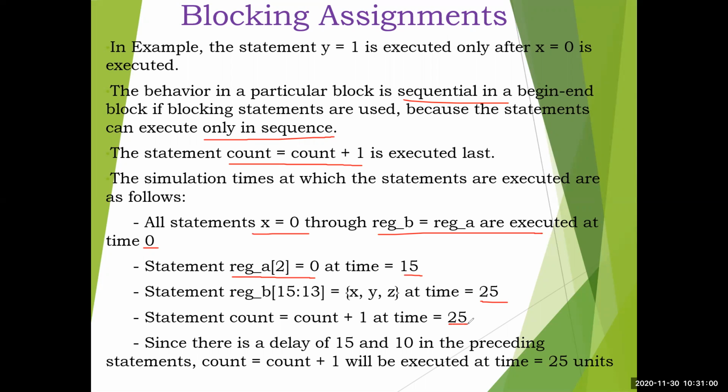25 plus 0, like that it will calculate. Since there is a delay of 15 and 10 in the preceding statements, count equal to count plus 1 is executed at time 25 units only. So from this example, I hope some things are clarified for you about what is meant by blocking assignments.